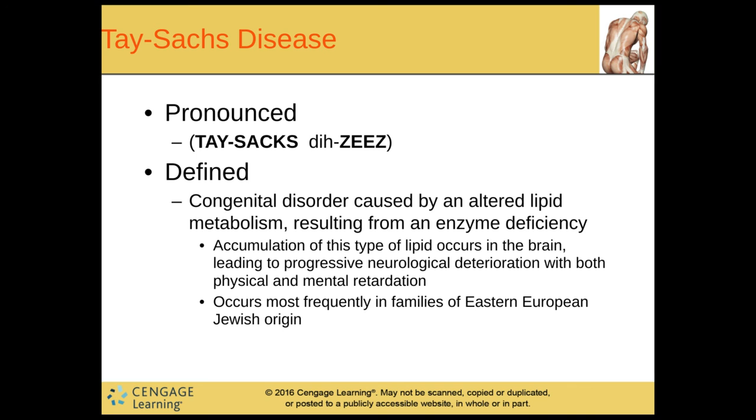And then we have Tay-Sachs disease. So this is a congenital disorder. It's caused by an altered lipid metabolism resulting from an enzyme deficiency. So accumulation of this type of lipid occurs in the brain, leading to progressive neurological deterioration with both physical and mental retardation. And it occurs most frequently in families of Eastern European Jewish origin.